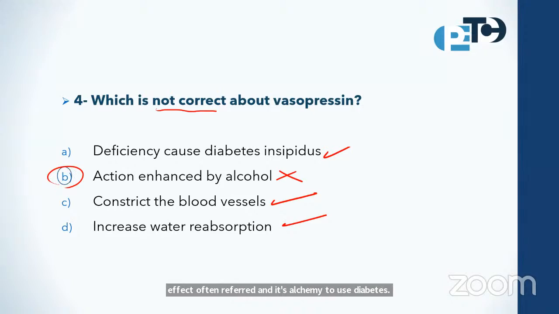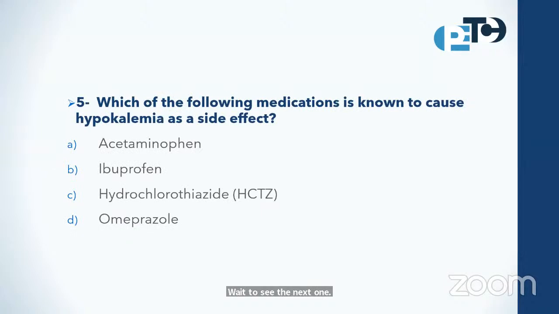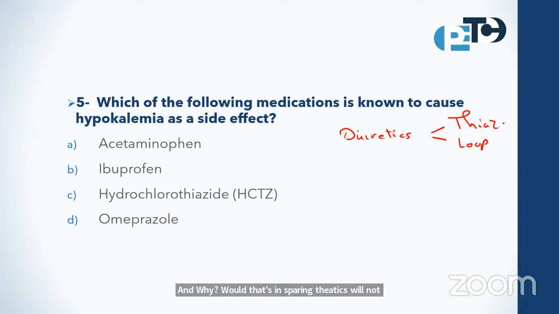Let us see the next one. Which of the following medications is known to cause hypokalemia as a side effect? We have many drugs that lead to hypokalemia. Let us remind or memorize some of them. Diuretics, but not all diuretics. Mostly thiazide and loop. While potassium-sparing diuretics will not cause hypokalemia. Instead of that, they will cause hyperkalemia.